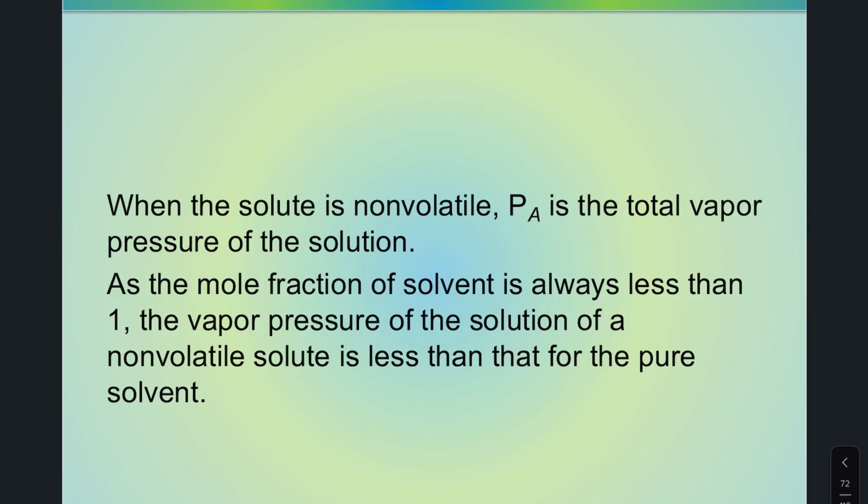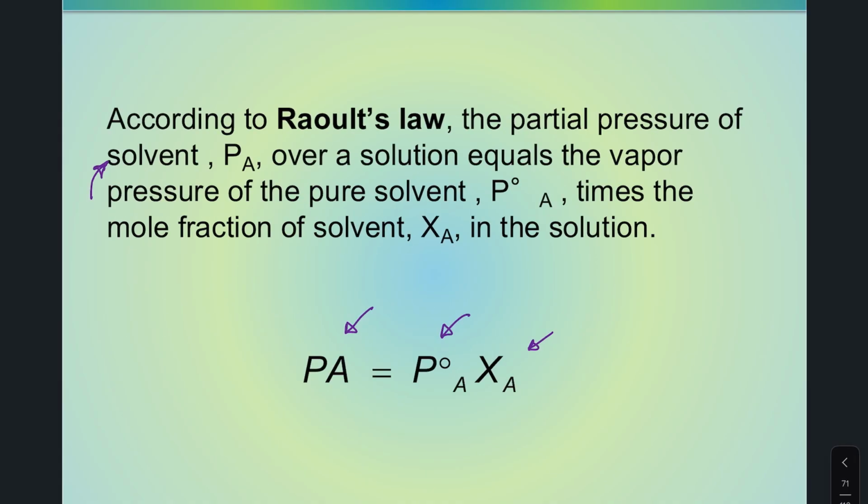The mole fraction of the solution is always going to be less than 1, so you're going to get something that is going to be less than what you start with, right? So if this is a number that is less than 1, then we multiply it by the standard pressure of your solvent, then we are going to get a number that is going to be less than the standard pressure of your solvent. It's going to be less.